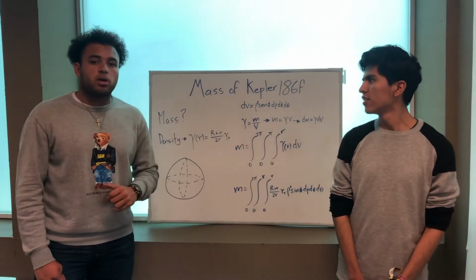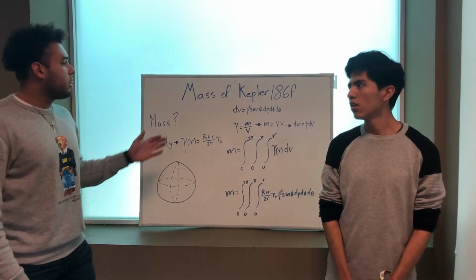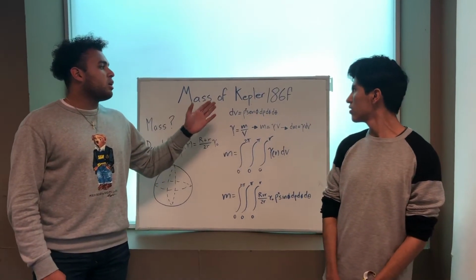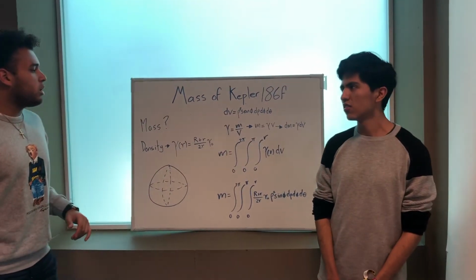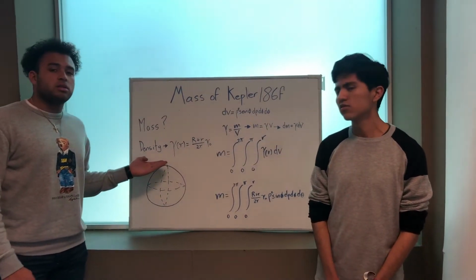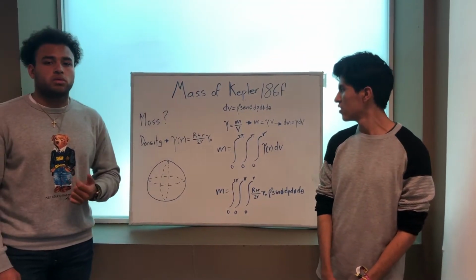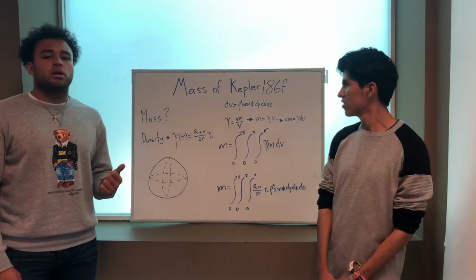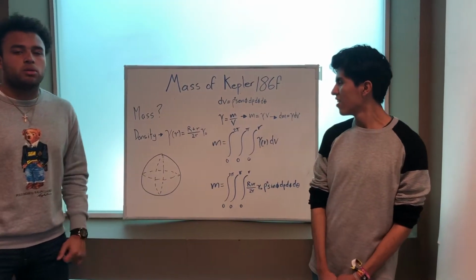Well, the problem we resolved was about finding the mass of the Kepler 186f planet. We have the density of the planet, and the question of the problem was what the mass of the planet is. Now we are going to explain that in the video.